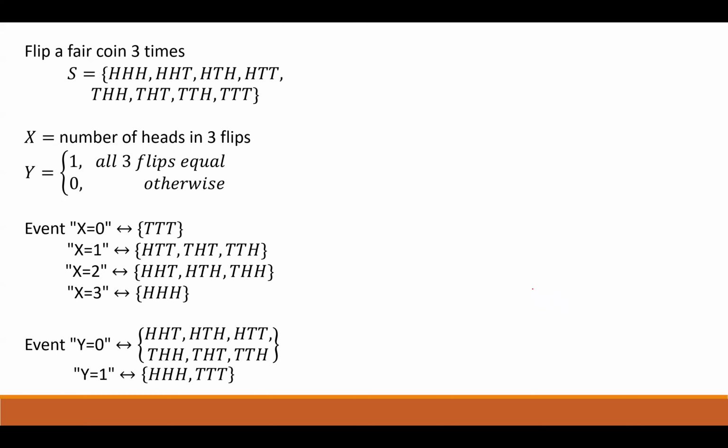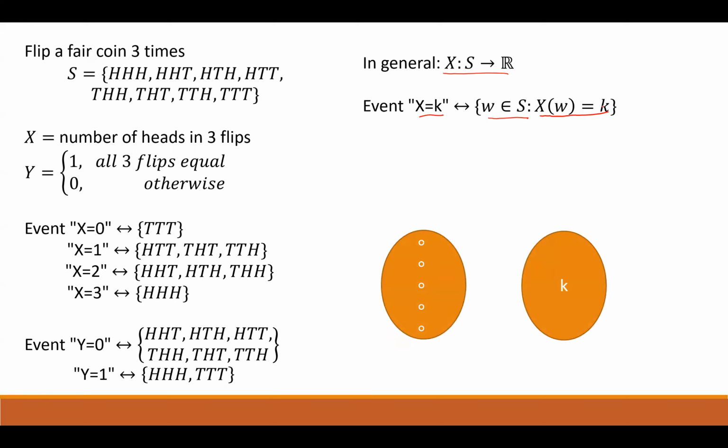All right, so here's some events. Actually, here's basically all of the non-empty events associated with X and Y. So in general, for my random variable X, an event X is equal to K is just all of the outcomes in my sample space such that this random variable is equal to K. A lot of this seems redundant, and I'm going to repeat myself a little bit, but this does become useful when we get to expected value.